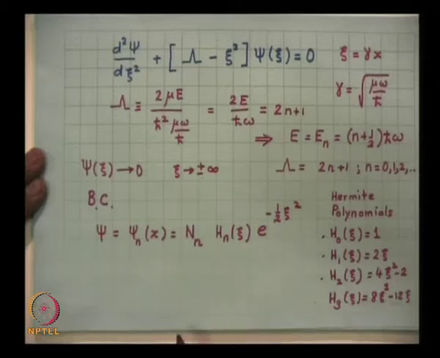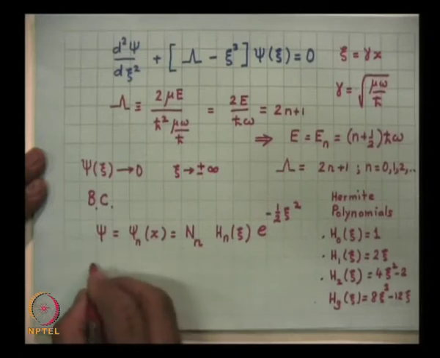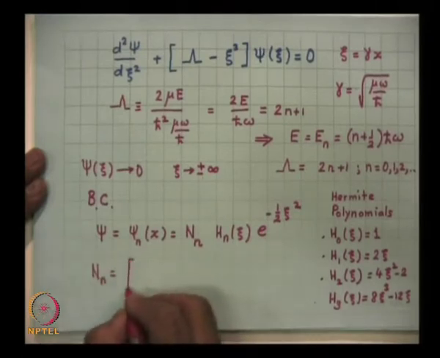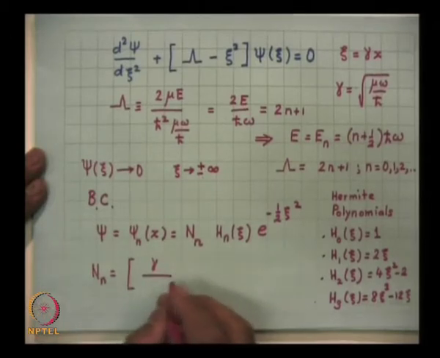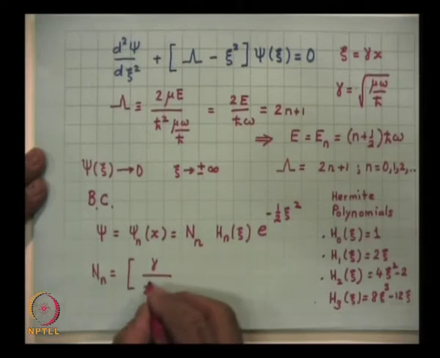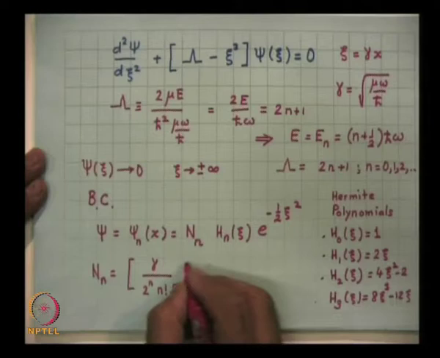These are known as Hermite polynomials, and the normalization constant, I think you must remember this, is root gamma divided by 2 to the power of n, n factorial square root of pi.